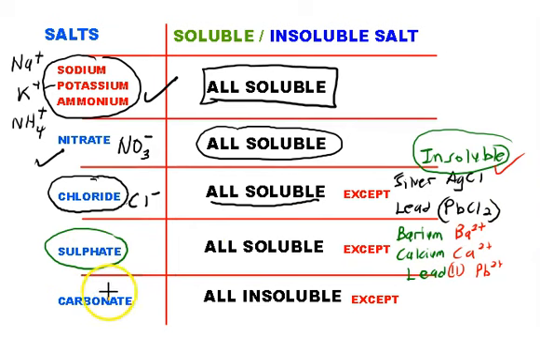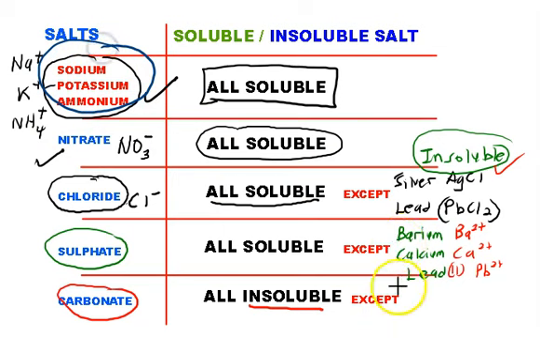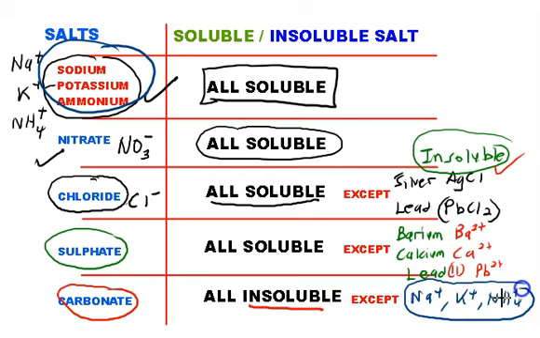Now about the carbonate. All carbonates are insoluble except for when they combine with these three. When they combine with sodium ion, potassium ion, and also ammonium ion, they become soluble. So now you have to remember this. This is the most important part. Now let us look at some examples.